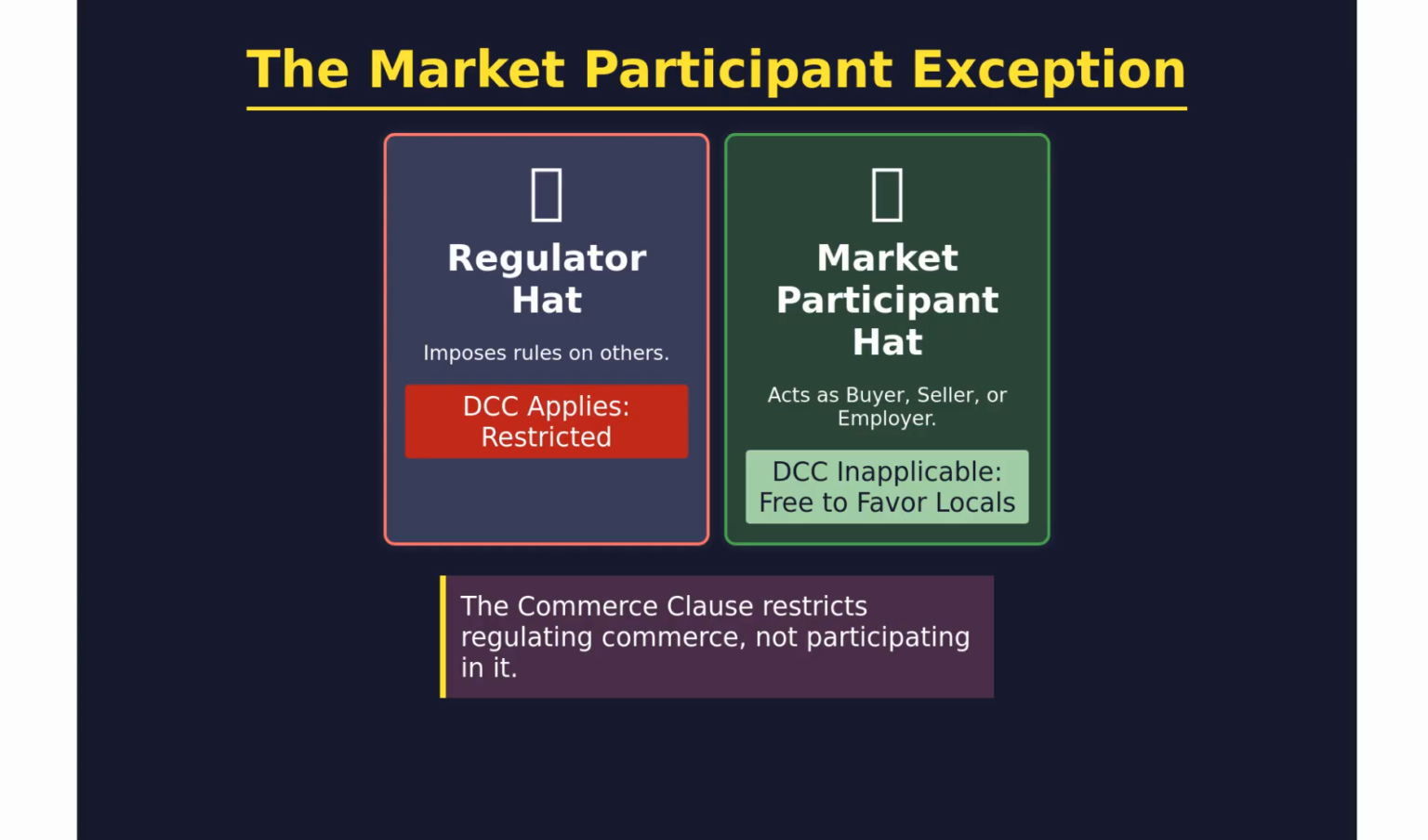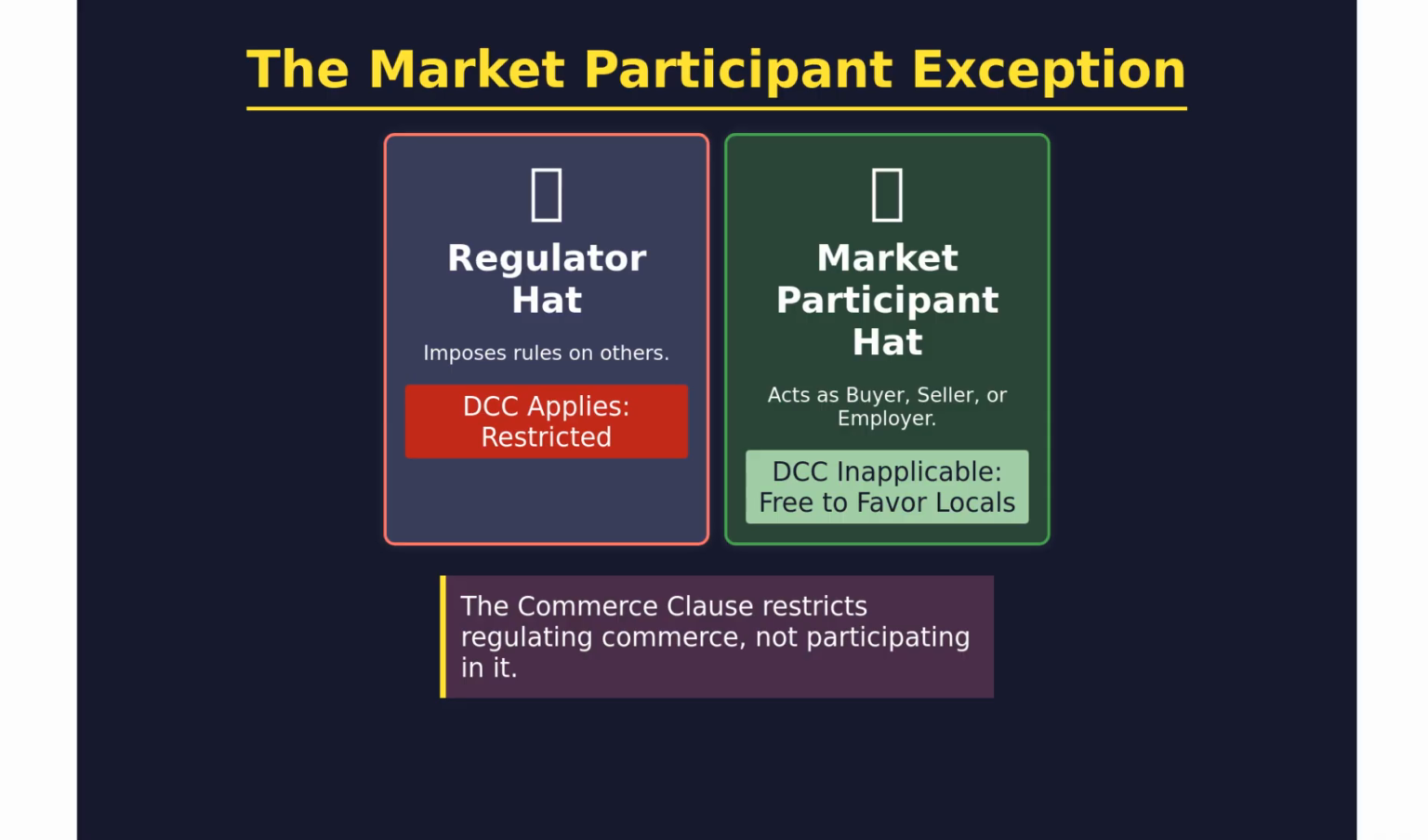As we noted, the market participant exception is the critical escape route for a state facing a facial discrimination challenge. This exception applies when the state is not acting as a sovereign regulator imposing rules on others, but rather as an active participant in the marketplace. Think of the state wearing two distinct hats. When the state wears the regulator hat, it is bound by the Dormant Commerce Clause and cannot favor its residents.